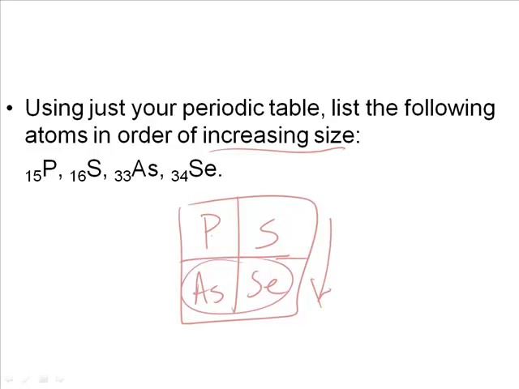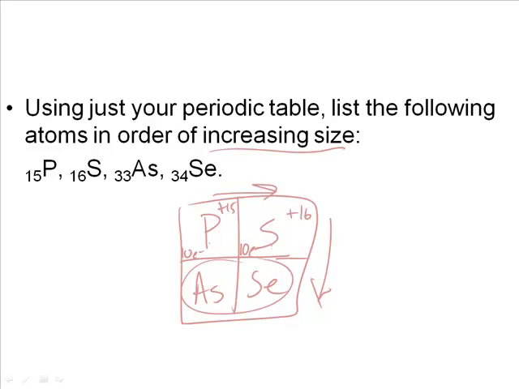Which one's going to be smaller though, phosphorus or sulfur? We know that sulfur is farther to the right. It has one more proton than phosphorus does. It has 16 protons. This one only has 15. But they both have 10 shielding electrons.